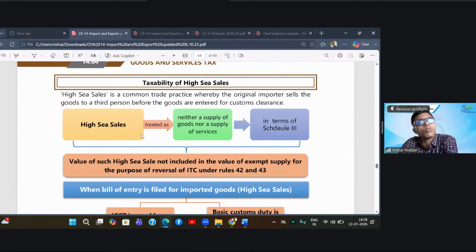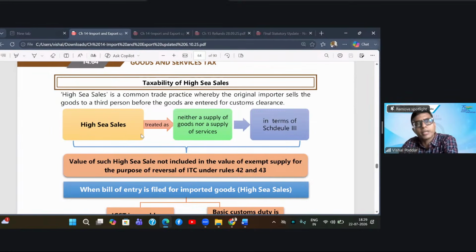Now, when these goods are still in transit, that is in high seas, some person approaches me for buying these goods. Now I have two options. Option one, I will say, okay, boss, wait for another 15 days. The goods are in transit. Let them reach the Indian port. I will clear them from customs and then I'll give it to you. He says, no problem. You sell it to me today itself. I'll go and do the clearance.